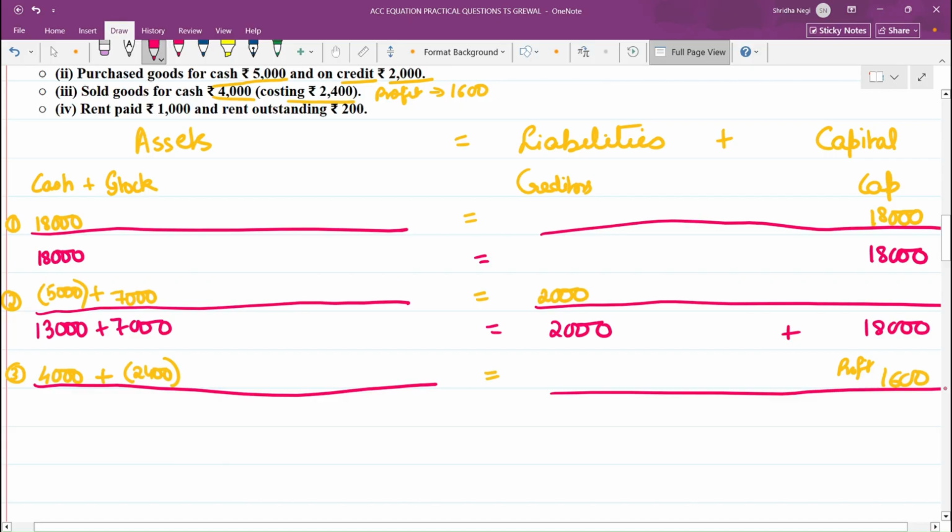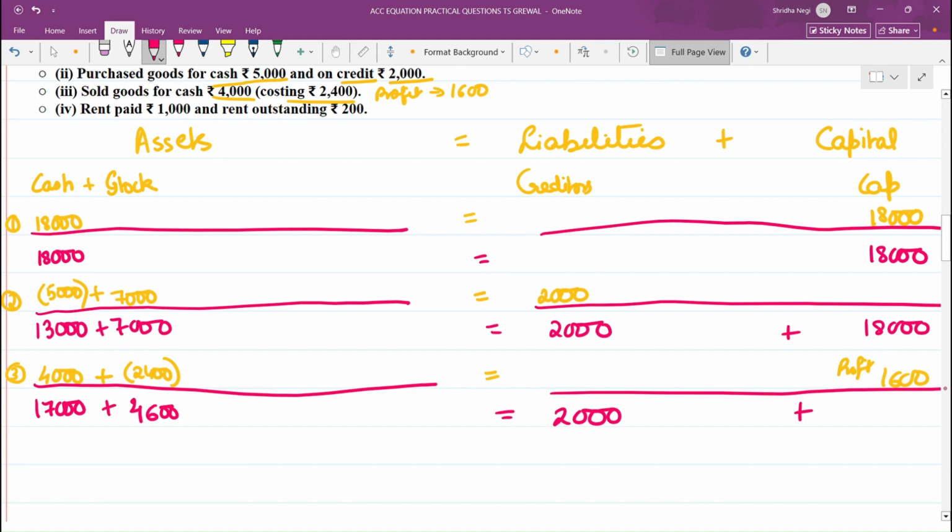So here your cash is now 17,000, 13,000 plus 4,000, and your stock is 4,600. And on this side, 2,000 creditors plus your capital now is 19,600. 18,000 plus 1,600.